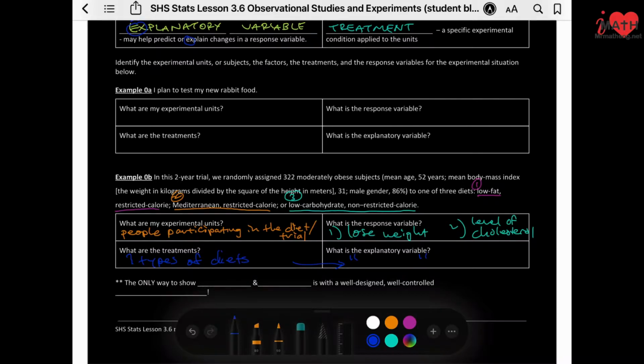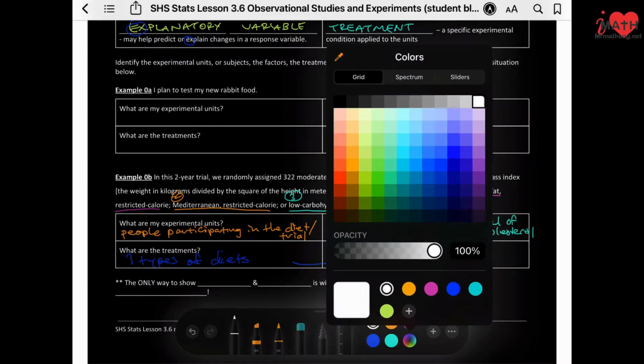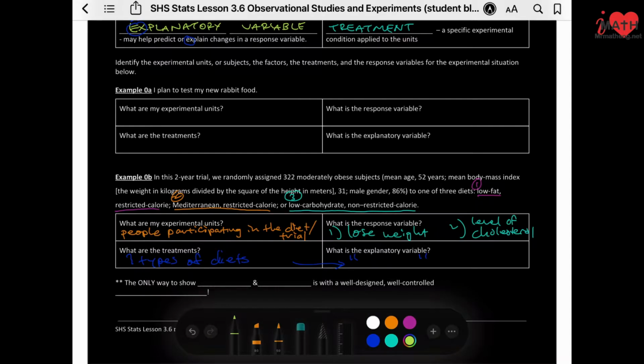Now, there's a bunch of other factors that can go into this. This is what we need to think about. How else could someone lose weight and change their level of cholesterol? Is it just what they eat? No, it can be other things like genetics, maybe stress, exercise, sleep. It can also be their diet.